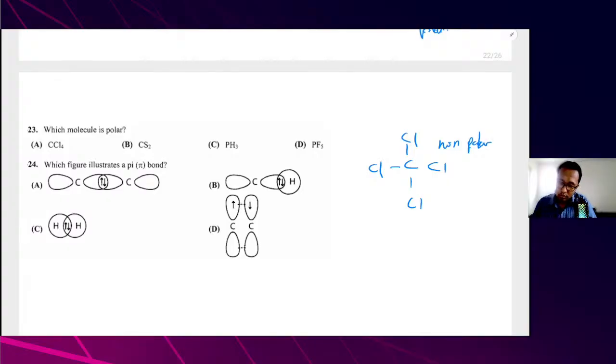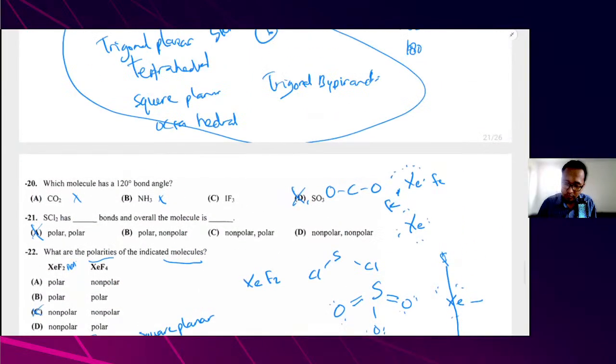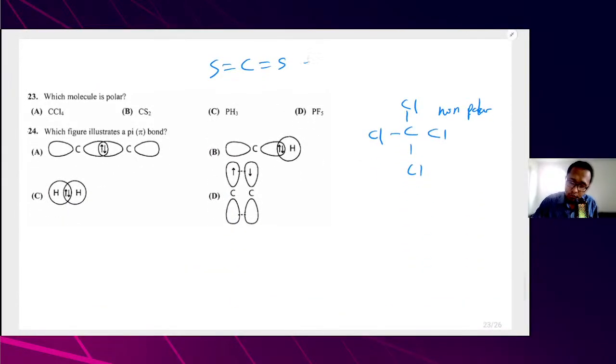Because it might be tetrahedral, right? Yep. How about CS2? CS2 might be like CO2 probably, right? Yep. So this one is linear. Nope. How about the PH3?